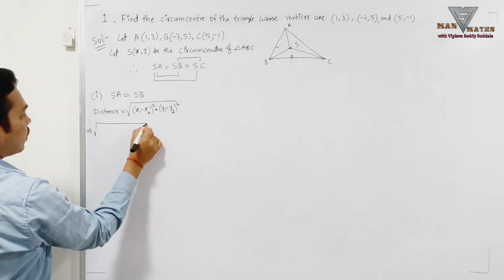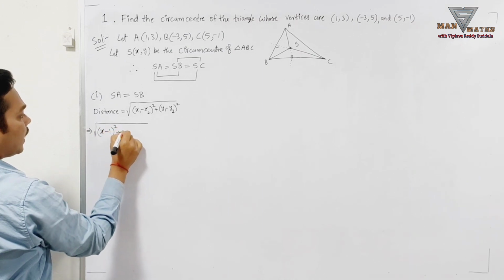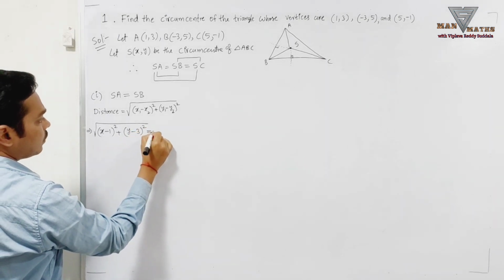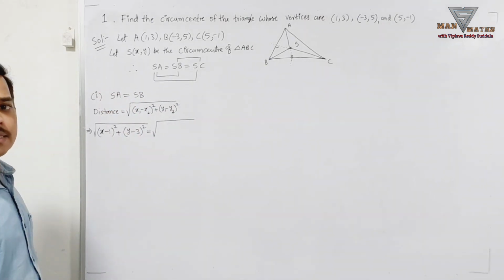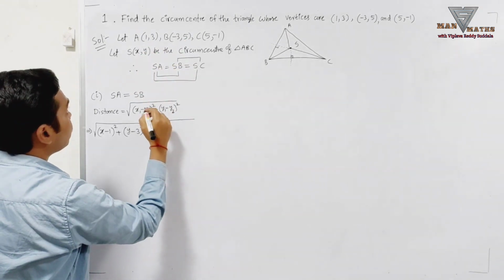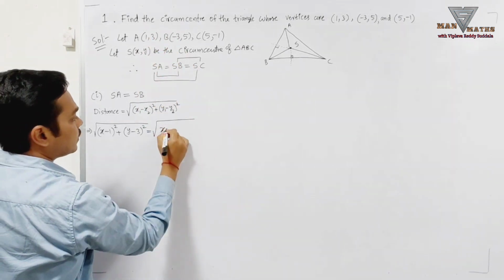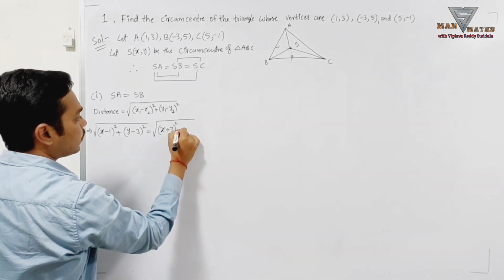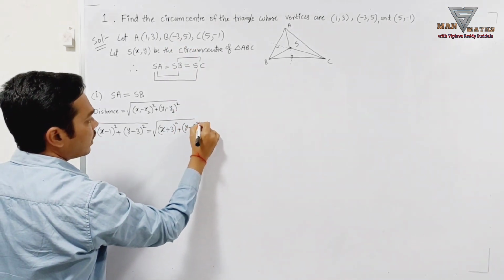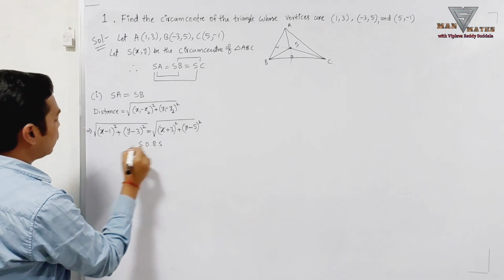Apply formula. Under root of (x1 minus x2), that is (x minus 1) whole square, plus (y1 minus y2), that is (y minus 3) whole square, is equal to under root of SB. S is the first point, B is the second point. Now apply the same formula. x minus of minus 3, that is (x plus 3) whole square, plus (y minus 5) whole square. Now squaring on both sides. Roots get cancelled.